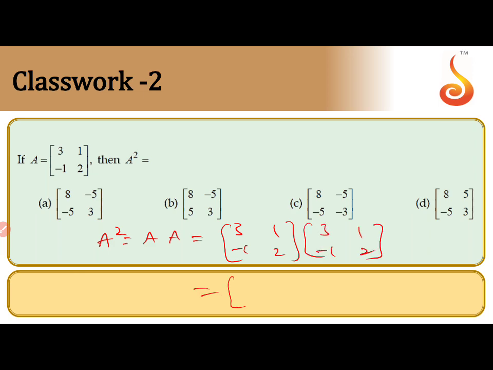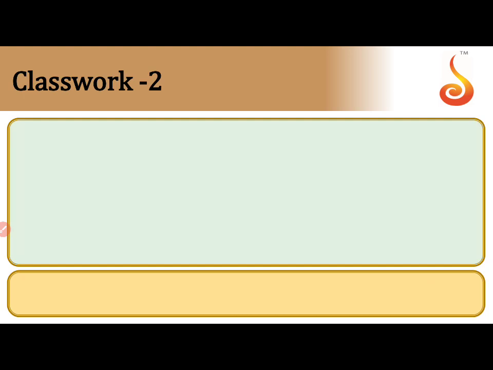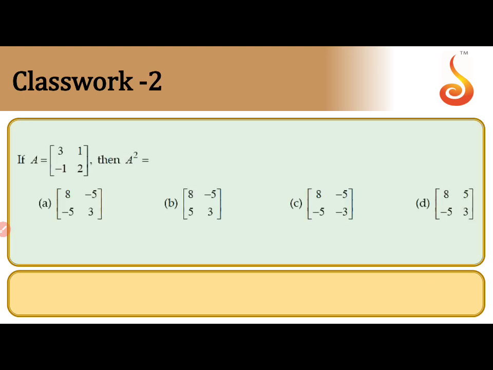If you multiply, it is multiplication of row with column. So 9 minus 1, 3 plus 2, minus 3 minus 2, minus 1 plus 4. Finally we get [8, 5; minus 5, 3]. Check which option is matching. 8 and 5 is only in option D, so option D is correct. I hope this is clear. This is a very simple question, just normal multiplication only. Check the answer: option D is correct.